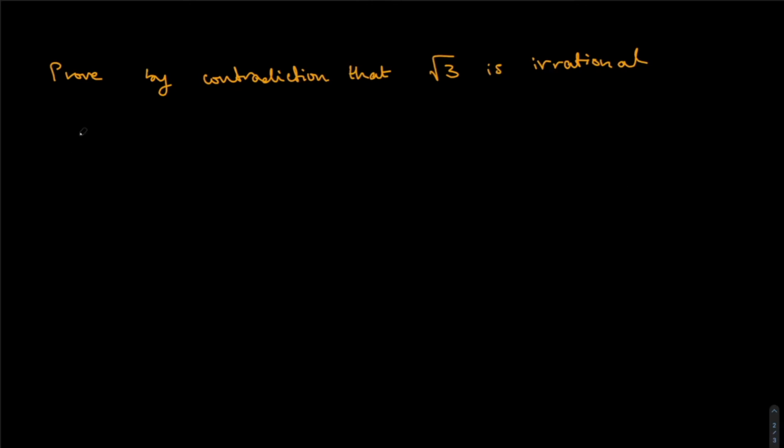Okay, so let's try this. We're given that square root of 3 is irrational. Now, again, following the same principles and same steps, we make the first assumption: assume that square root of 3 is rational. Now let me tell you something.